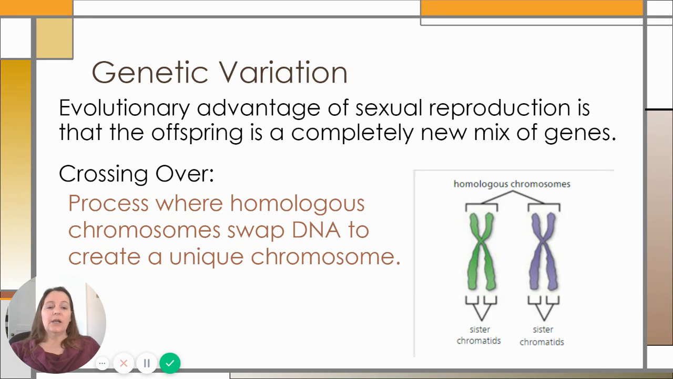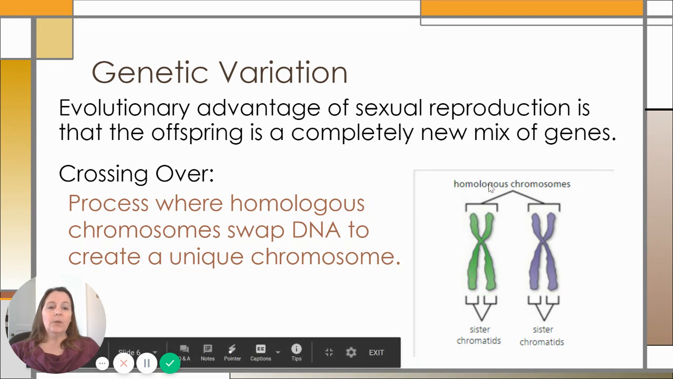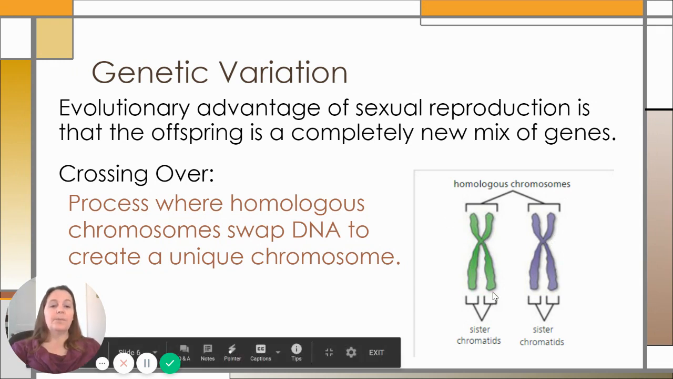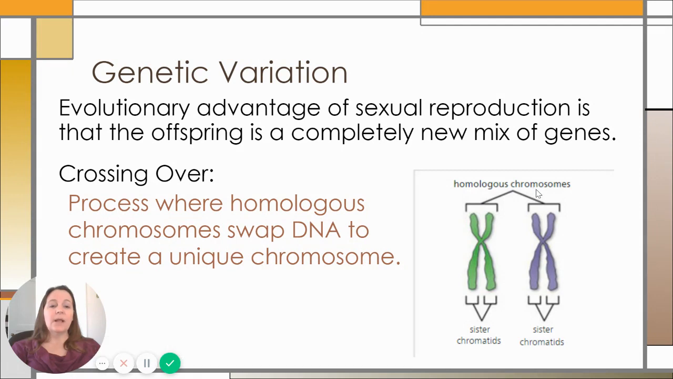So what happens here in prophase 1, we have the X-shaped chromosomes, and these are homologous. So we're going to say that one's from dad and one's from mom. And these chromosomes, one from mom and one from dad, they line up together. Now, remember, the definition of homologous means they have the same type of information on them.